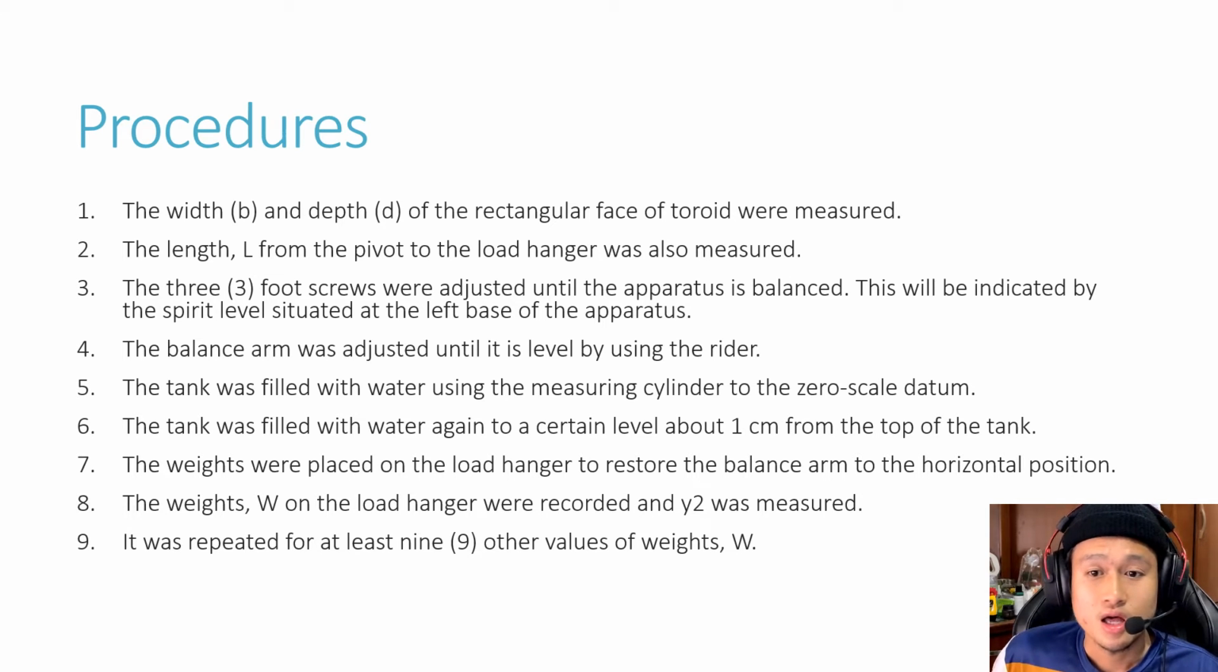Fourthly, the balance arm was adjusted until it is level by using the rider. Fifth, the tank was filled with water using the measuring cylinder to the zero scale datum. Next, the tank was filled with water again to a certain level about 1 centimeter from the top of the tank. And then the weights were placed on the load hanger to restore the balance arm to the horizontal position.